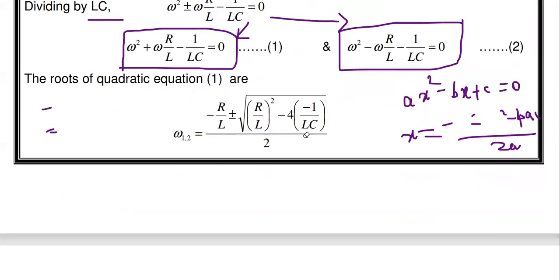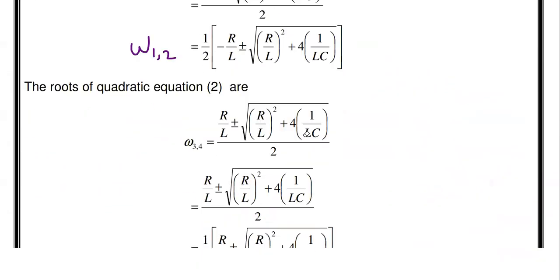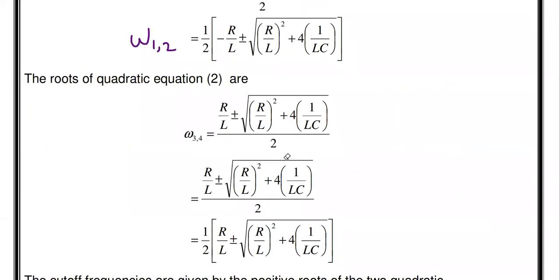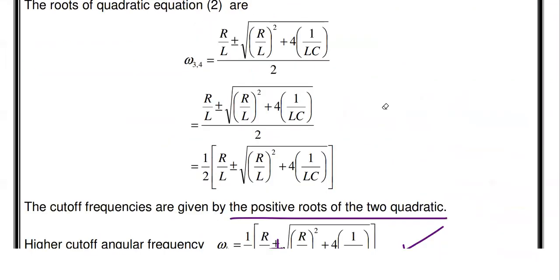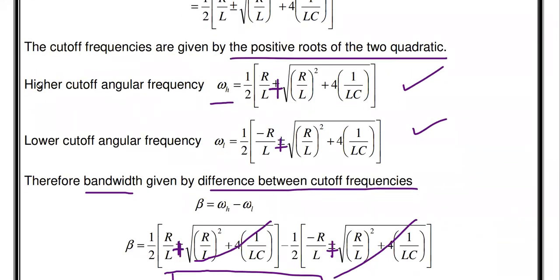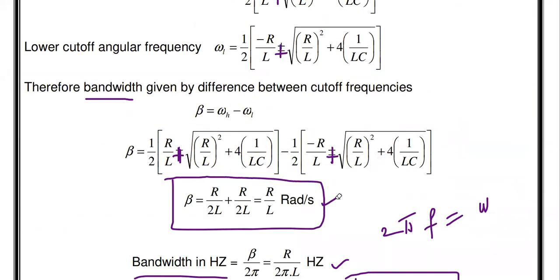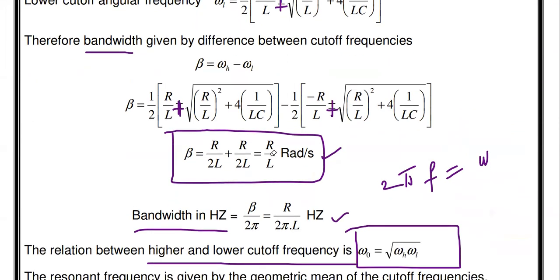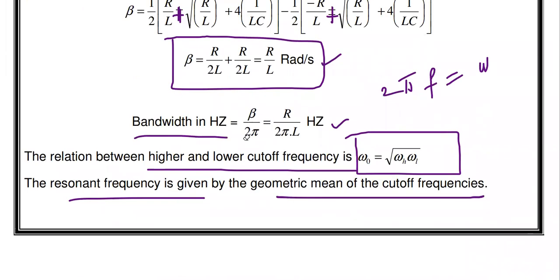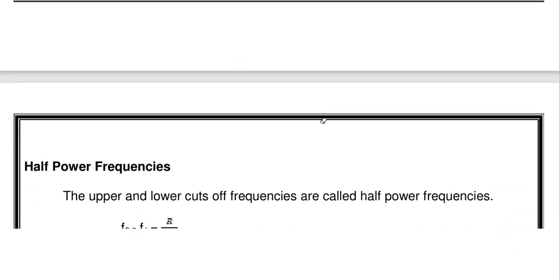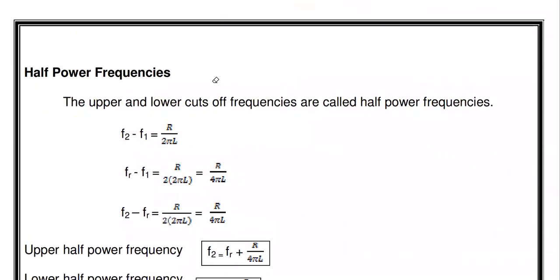Out of those four roots, two roots are negative; you just neglect them. The remaining two roots are positive. The highest root is called the higher cutoff frequency and the lowest root is called the lower cutoff frequency. The difference between the two cutoff frequencies is called the bandwidth. So finally we derived the bandwidth answer: bandwidth is equal to R by L. This is the angular bandwidth, so the bandwidth in hertz is R by 2 pi L hertz. Then one more thing, the half power frequency.